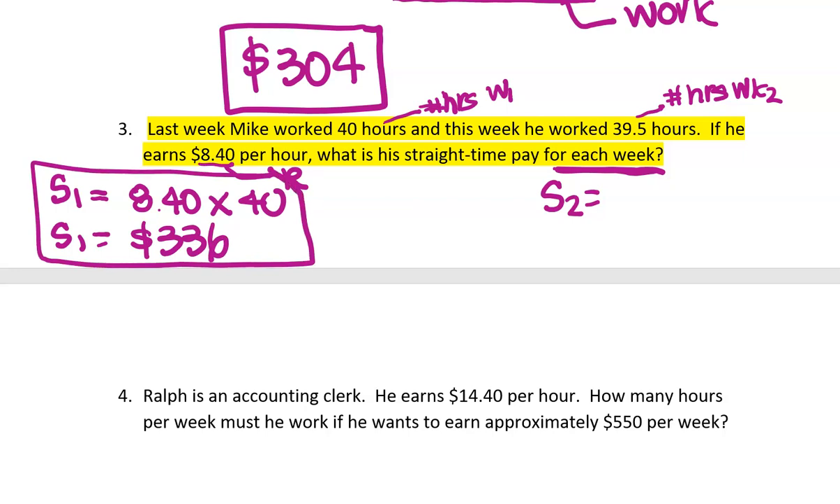For week 2, we are getting $8.40 per hour again. But week 2, they only worked 39.5 hours, so just about 40, but not quite. So $8.40 times 39.5 is $331.80.